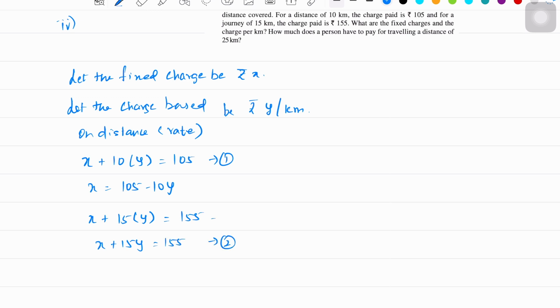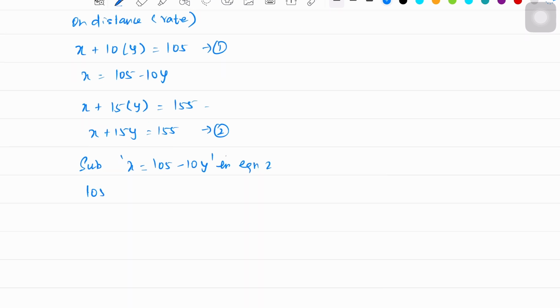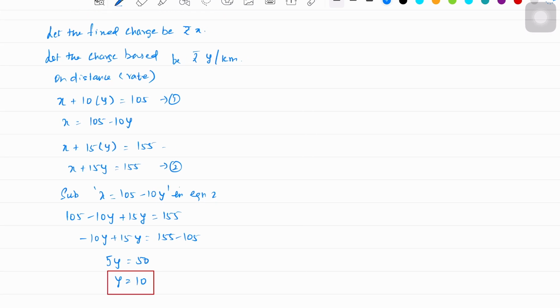Now we'll substitute value of X equals 105 minus 10Y in equation 2. So that will give us 105 minus 10Y plus 15Y equals 155, or negative 10Y plus 15Y equals 155 minus 105, 5Y equals 50, or Y equals 10. Now we'll use this value of Y in equation 1 or 2 and find out X.